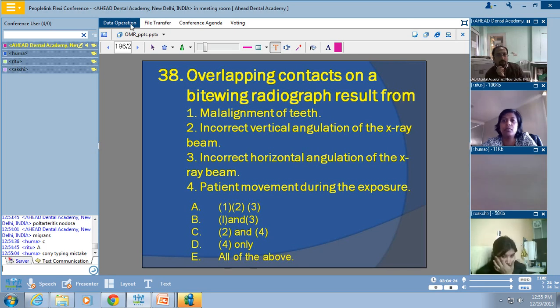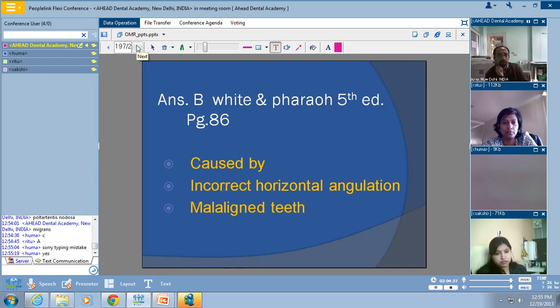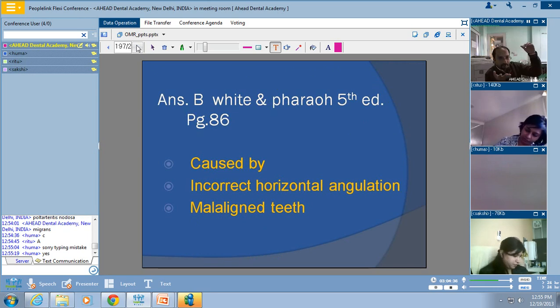Is it clear? Vertical angulation will cause elongation and reduced angulation will cause shortening. Sorry, increased vertical angulation will cause shortening and decreased angulation will cause elongation.